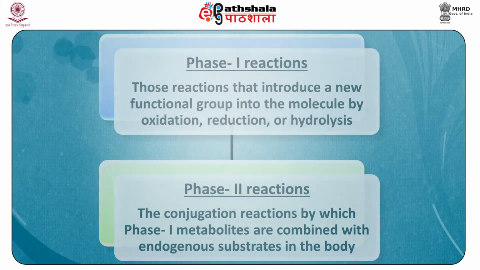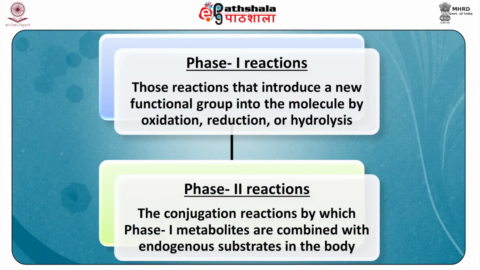Thus, the potential for biotransformation of a chemical depends on the reduction in free energy that results from reacting the chemical with other chemicals in its surroundings. Those reactions that introduce a new functional group into the molecule by oxidation, reduction, or hydrolysis are designated phase 1 reactions, whereas the conjugation reactions by which phase 1 metabolites are combined with endogenous substrates in the body are denoted as phase 2 reactions. Chemicals may go through any one of these reactions or any combination of them, either concurrently or subsequently.